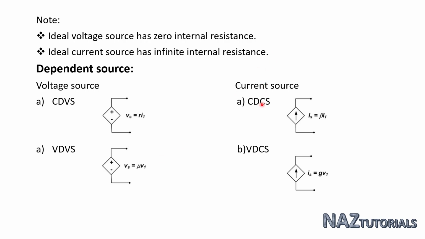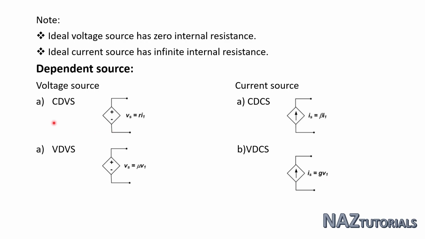Now come to the current source. The current source has two categories. One is current dependent current source, the other one is voltage dependent current source. Its basic symbol is a square shaped structure in which a current symbol is drawn. If it is current dependent, then its output value depends upon some circuit current element, that is Is is equal to beta I1. And if it is voltage dependent, then its output value depends upon a circuit voltage, that is V1.